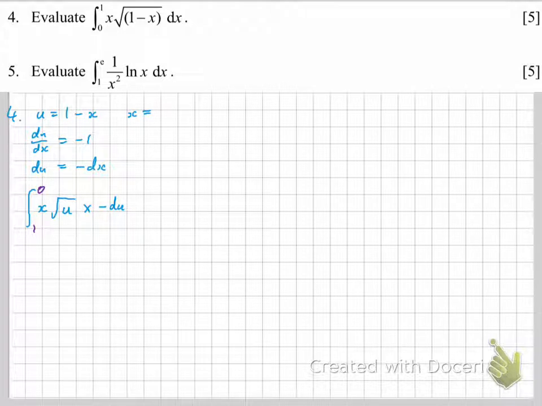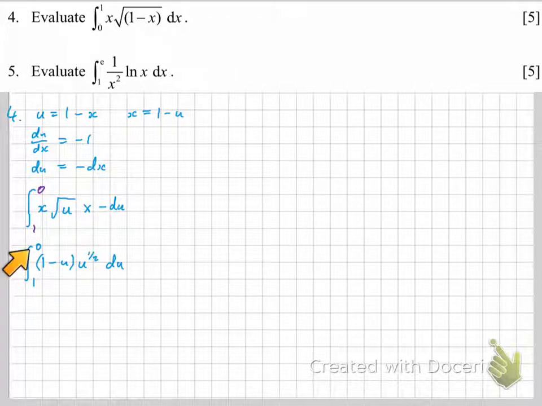Now to deal with the x this time, it doesn't cancel with anything, so we're going to have to rearrange our substitution. And when you do that and substitute it in, I've put the minus out the front as I said I would. New limits there. And the x is now 1 minus u, and we're timesing that by the square root of u, which I'll write as u to the half. And we've got du.